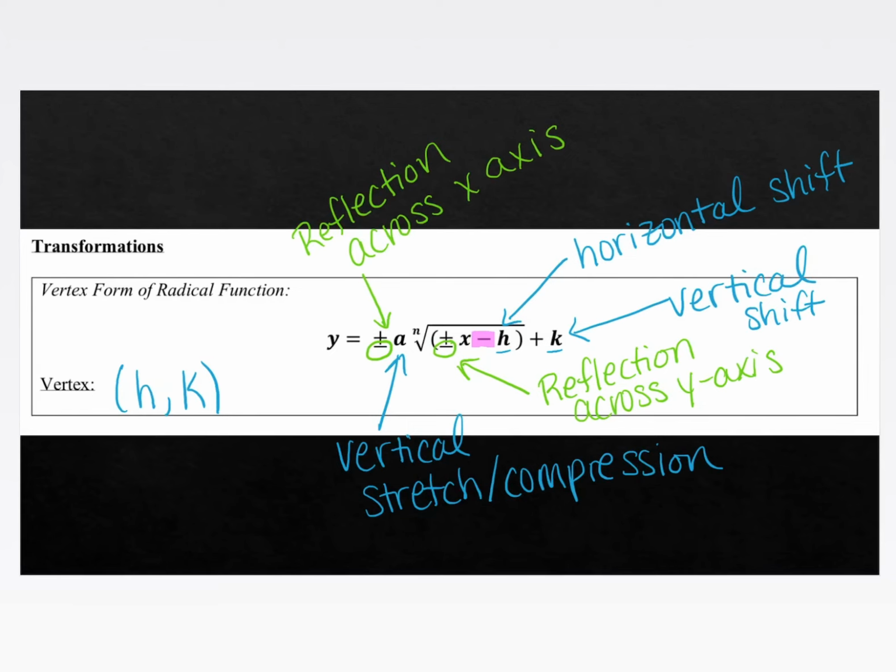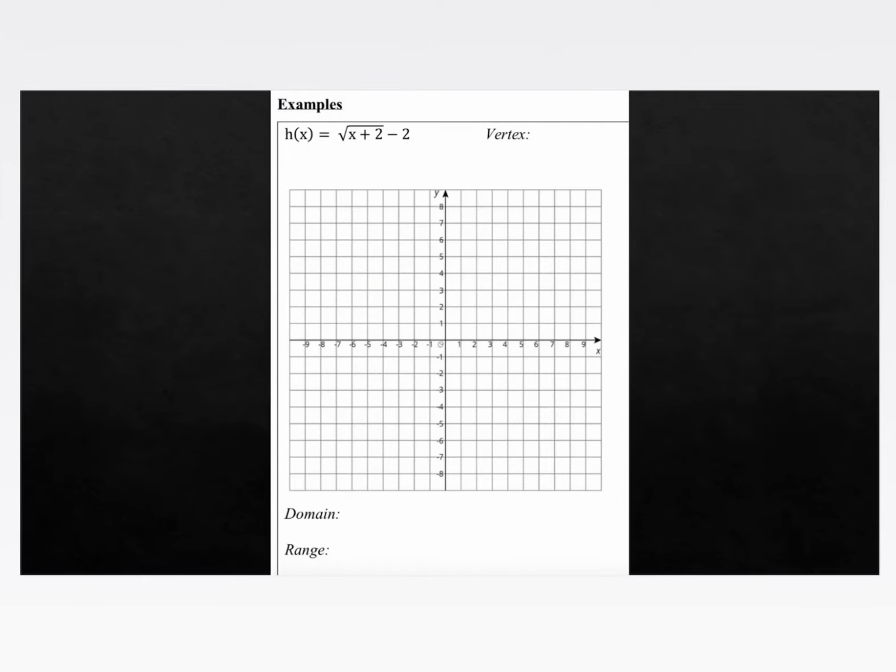Okay, now let's apply what we know to some examples. Our first example, we have h of x equals the square root of x plus 2, minus 2. Let's first identify what the vertex would be. Well, remember, for our radicand, it's x minus h. So this is really the same thing as the square root of x minus a negative 2, minus 2. Two negatives, when multiplied together, make a positive, which is why we see x plus 2. But our h value is actually negative 2. So our vertex here is going to be at (-2, -2).